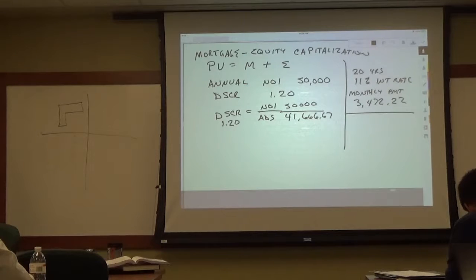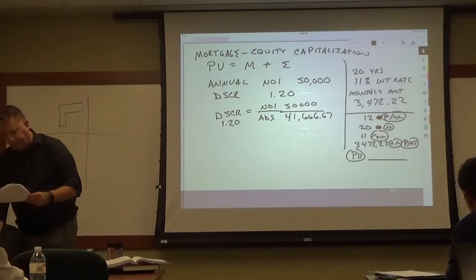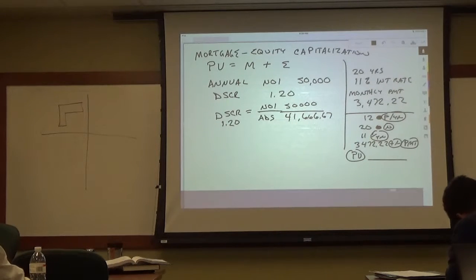Okay, so in so doing, is that like the present value? Yep. 12 payments per year, 20 years, 11% interest rate, 3,472.22 as our payment, and then solve for present value. Okay, so we should get 336,394.02. Yes? Okay, so that is M. That is our mortgage, 336,394.02. Okay, so that means we're still missing the equity piece.